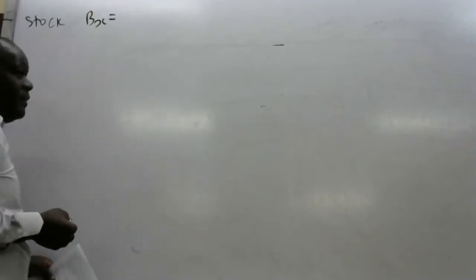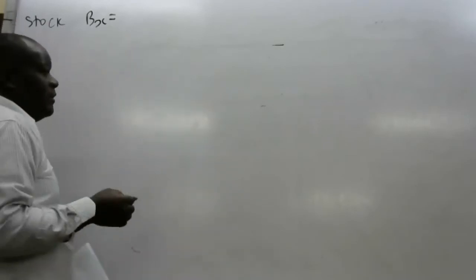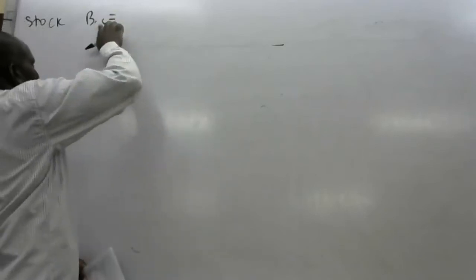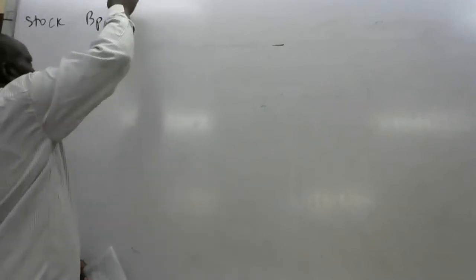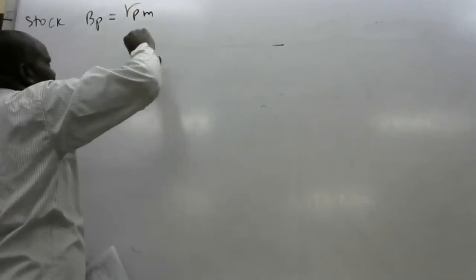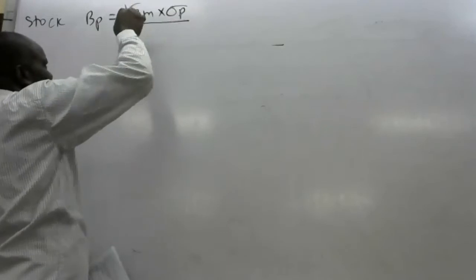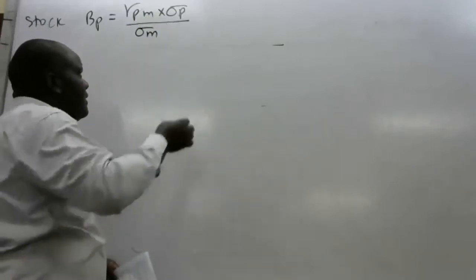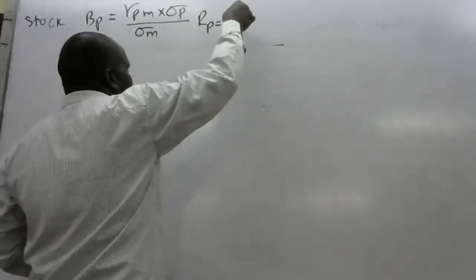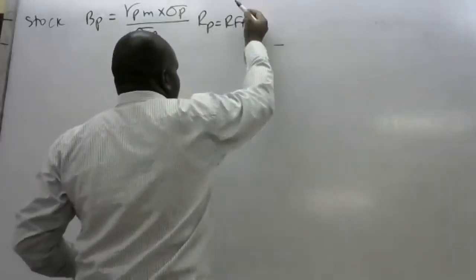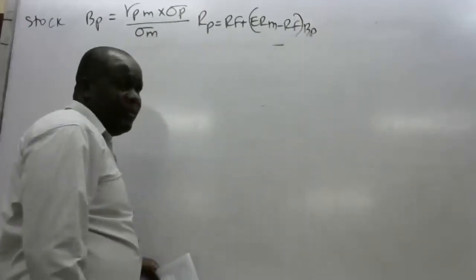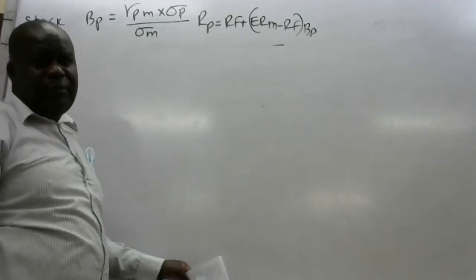The beta factor of, let's say, the portfolio: you simply get the correlation coefficient between the portfolio and the market, multiplied by the standard deviation of that portfolio. Then you divide by the standard deviation for the market. Then we get the return of the portfolio: the risk-free rate plus the expected return for the market minus the risk-free rate, multiplied by the beta factor for the portfolio. So this one we use the security market line.